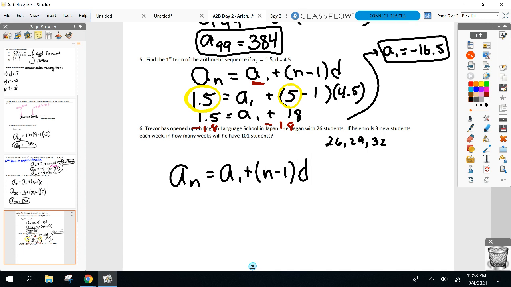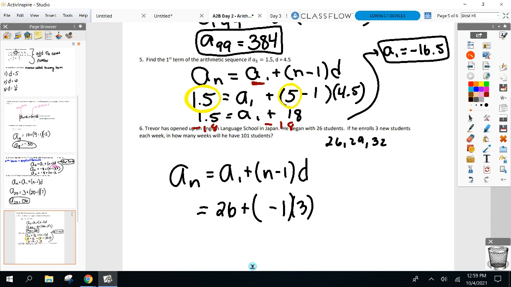How many weeks will it take to get to 101? You tell me, what are you confident in filling in right now? First term. Alexa? The 3 for the D. Okay, so times 3. And 26 for your A1. I think we all should be confident in that, right? So that means, all right, I still have what number up there to put in? Think about it. What is 101? That's a term in the sequence, isn't it? That's not how many terms I have. That's a term in the sequence. So what should I plug it in for?